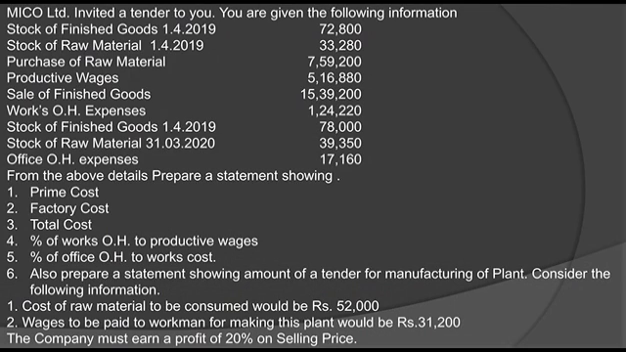Stock of raw material on 31st March 2020, 39,350. Office overhead expenses 17,160. From the above details, prepare a statement showing prime cost, factory cost, total cost, percentage of works overhead to productive wages, and percentage of office overhead to works cost. Also prepare a statement showing amount of tender for manufacturing of a plant.